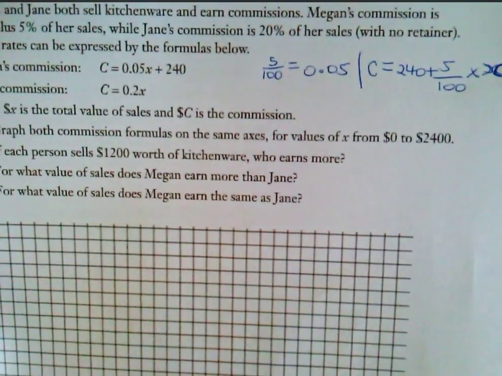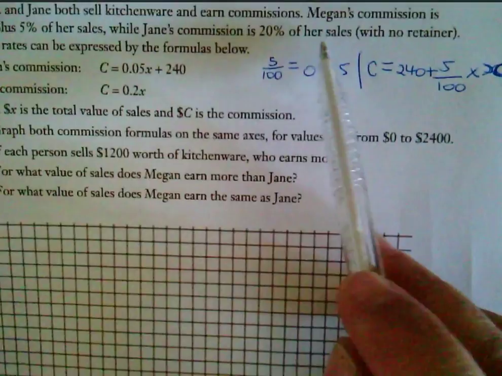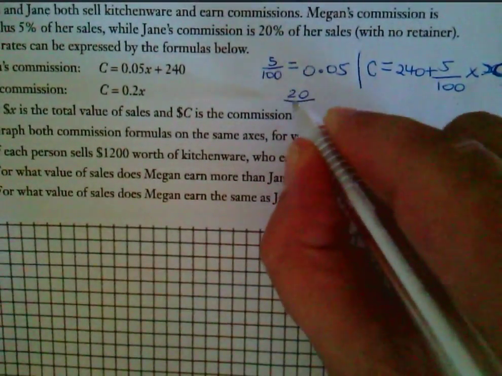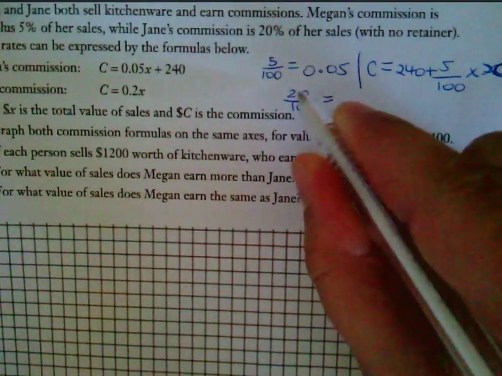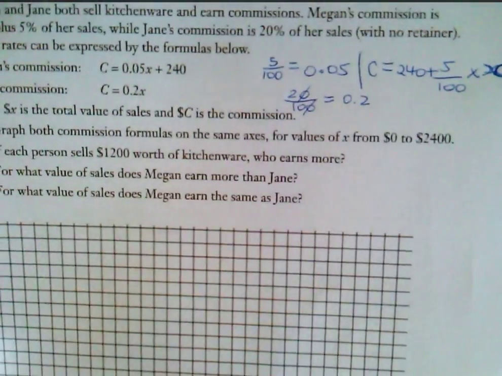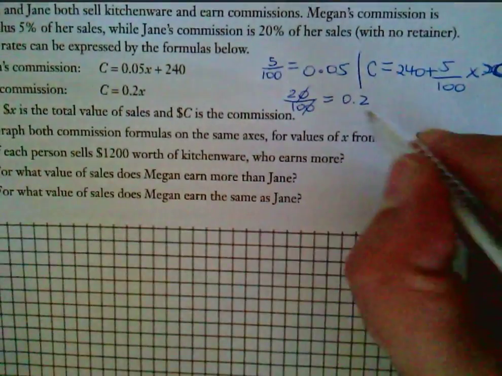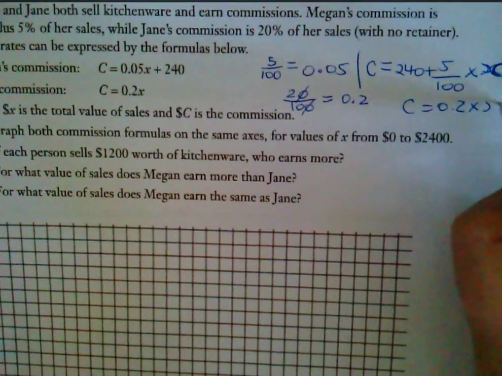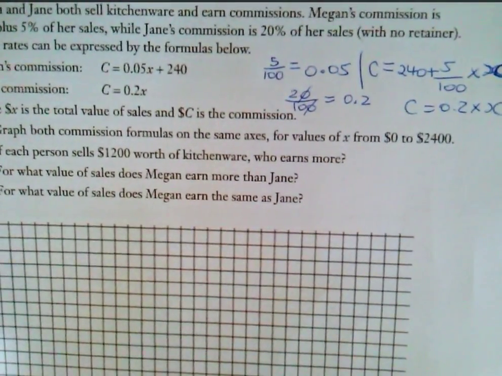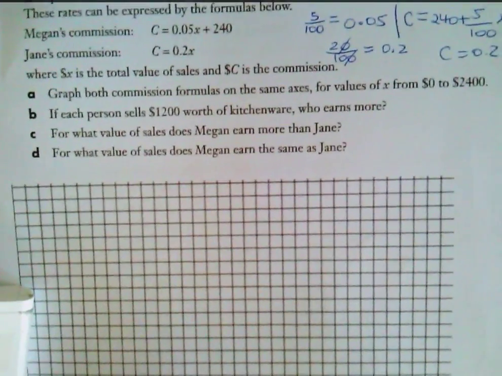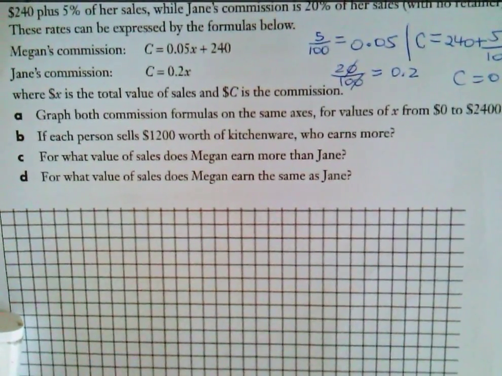But Jane's commission is quite different. She only gets 20% of her sales, no retainer. What's 20%? It's 20 over 100, which is 2 over 10, which is 0.2. And that's why her commission is 0.2 times X. So they've given you the formulas for both, where X is the total value of sales and C is the commission.